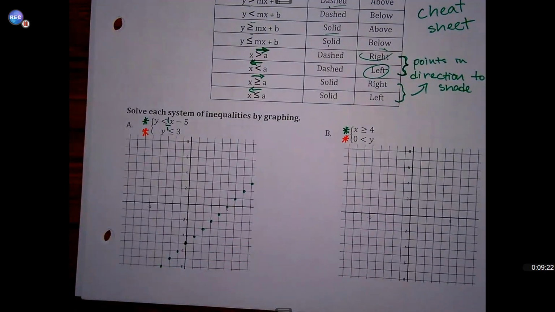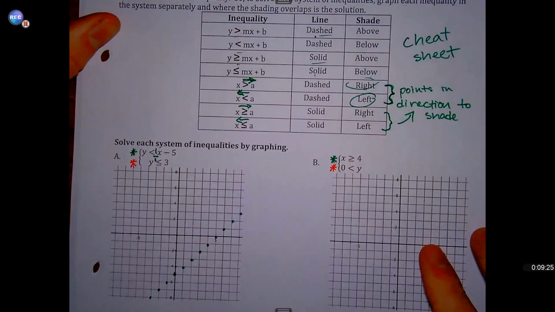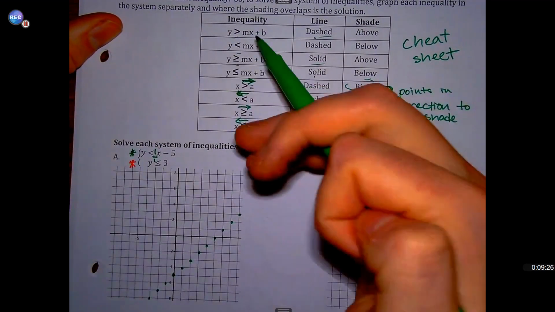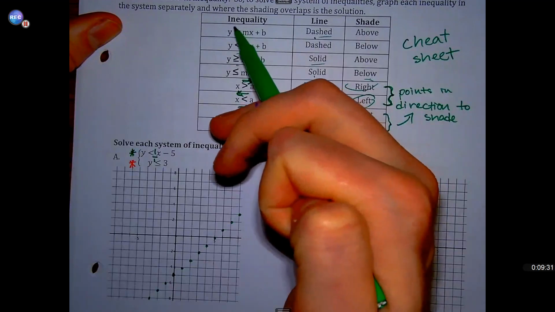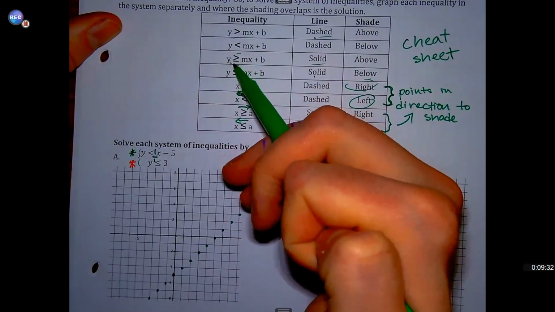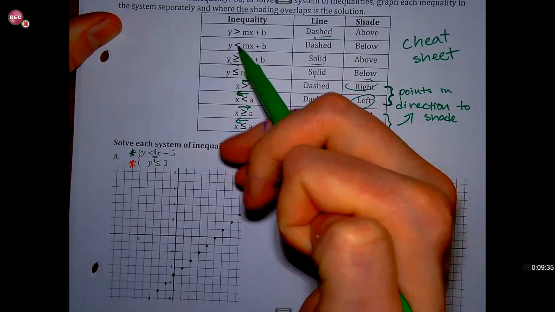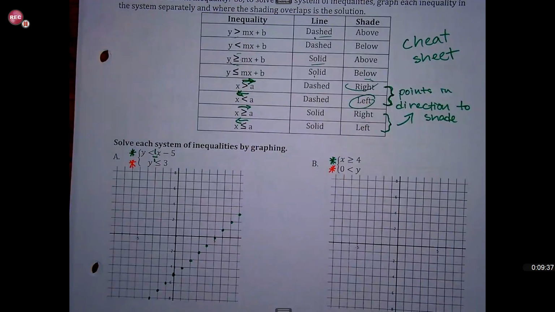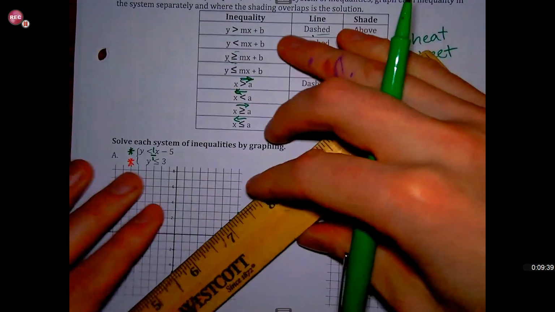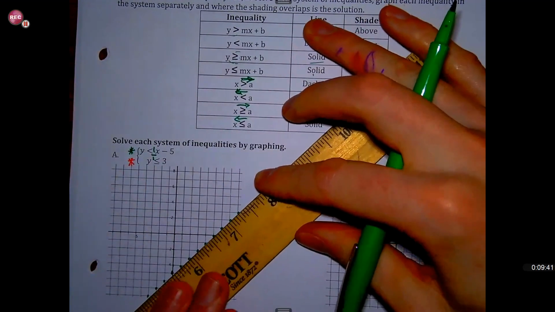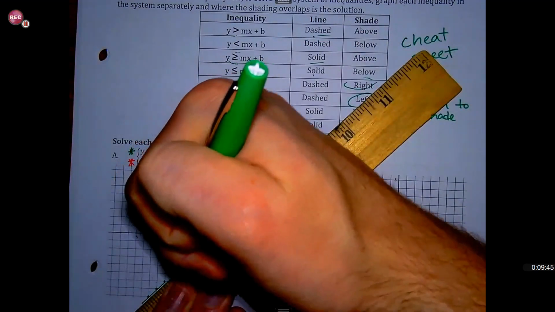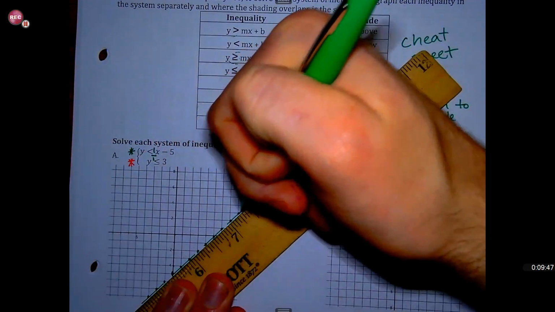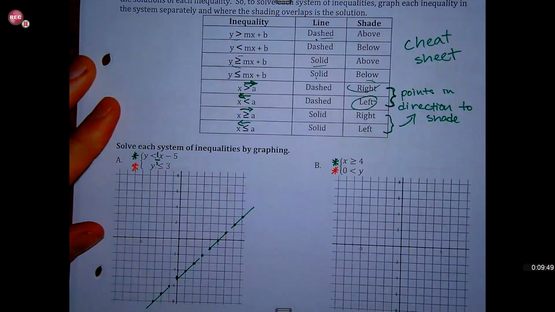Now, if you'll remember from your last notes, we have to remember when to have something dashed and when to have something solid. The difference is this one is not equal to, this one is. So if there's a line underneath it, it's a solid line. If there is not, it's a dash. Let me put those dashes in through here so you can kind of see them. Just like that. That's good enough for me.